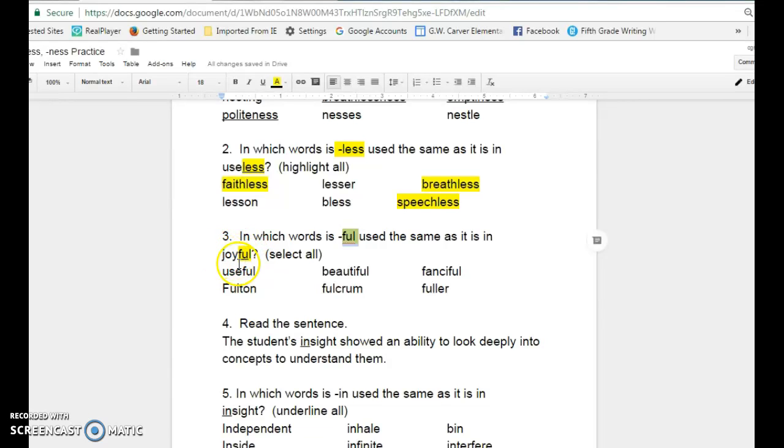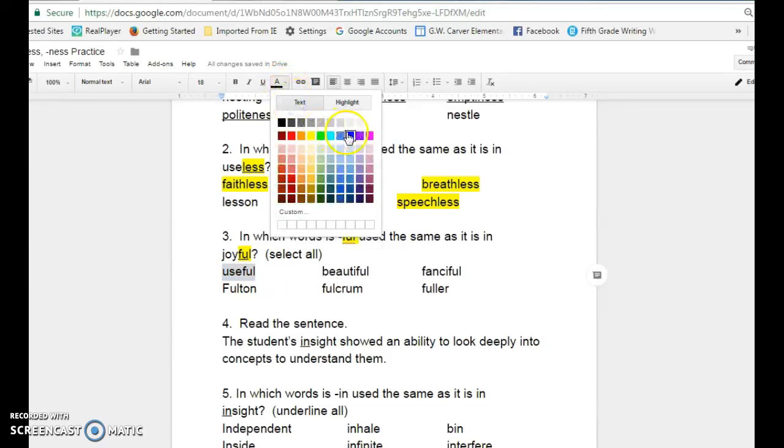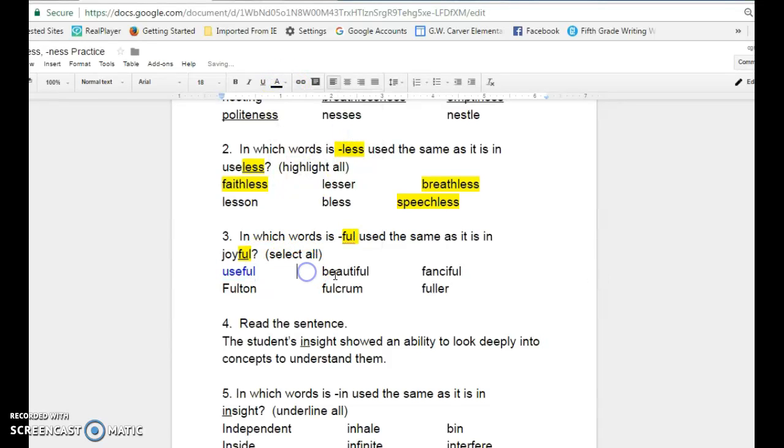Full of joy. Full of use. Yes, if something is useful, it's got many, many uses. Now, these directions just say select. It doesn't say how. So you can do it any way you want. If you want to do text color, if you want to highlight, I don't care. Circle. Of course, on your paper, you wouldn't be able to do the text color, but you could highlight or circle. Beautiful. Does it mean full of beauty? Yes, it does.